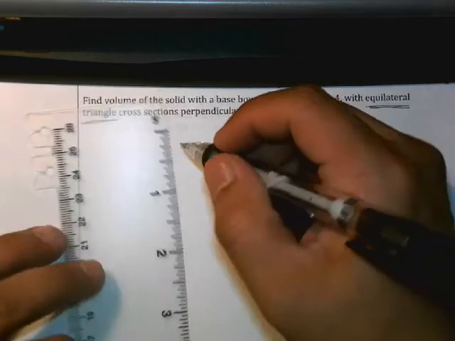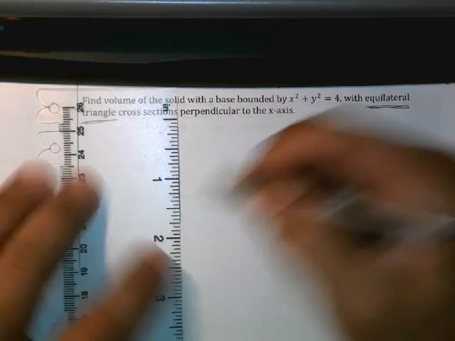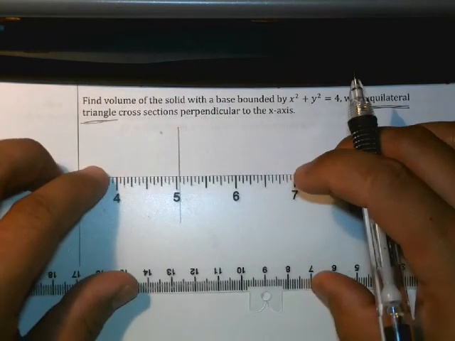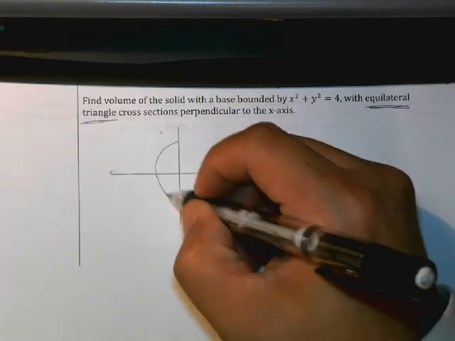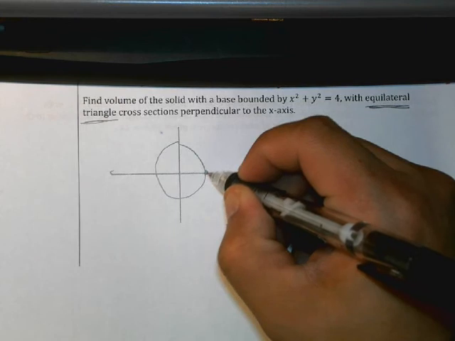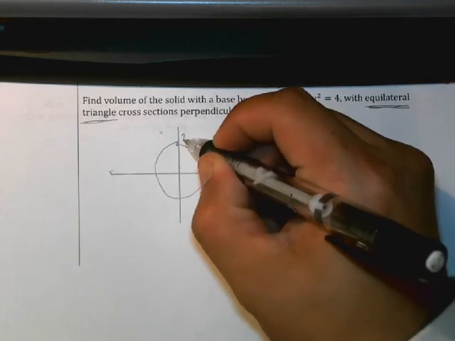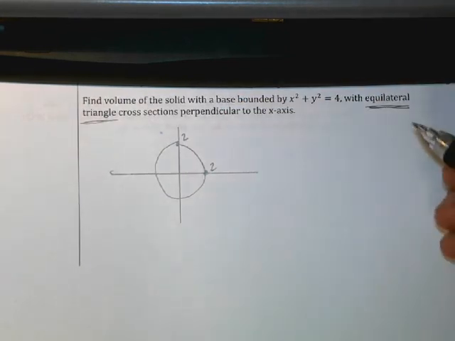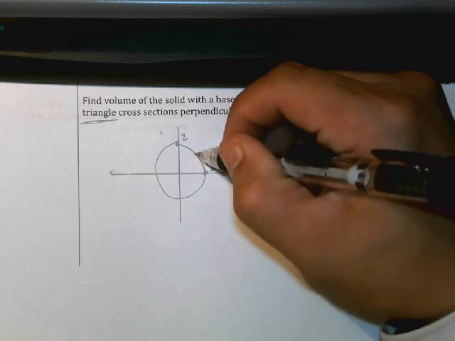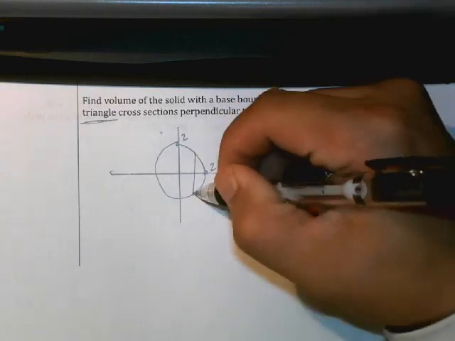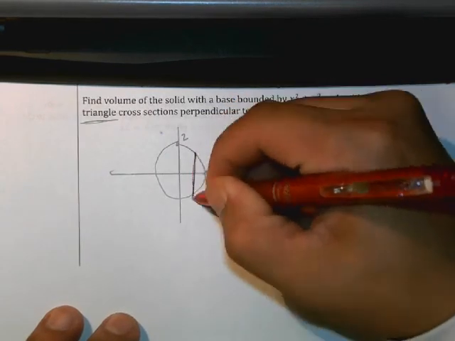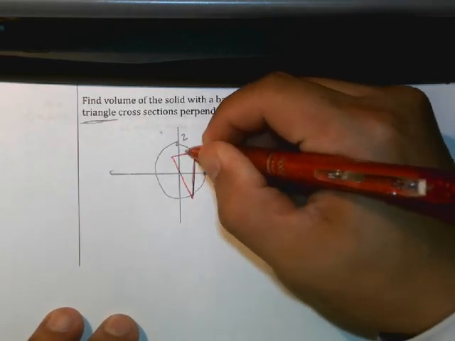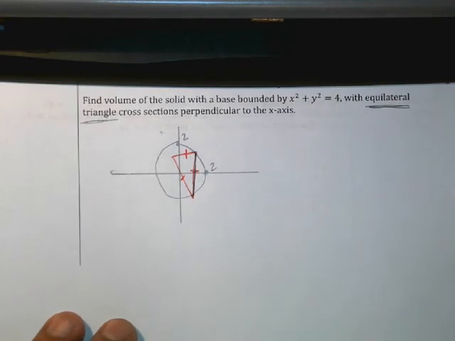Okay. So let me draw you the picture again. You have this base that is essentially a circle centered at the origin with a radius of 2. And then on top of this base, we are going to build a bunch of equilateral triangles. So I'll draw these in red. So we're going to stack up, these things are going to be sticking straight out of the paper.